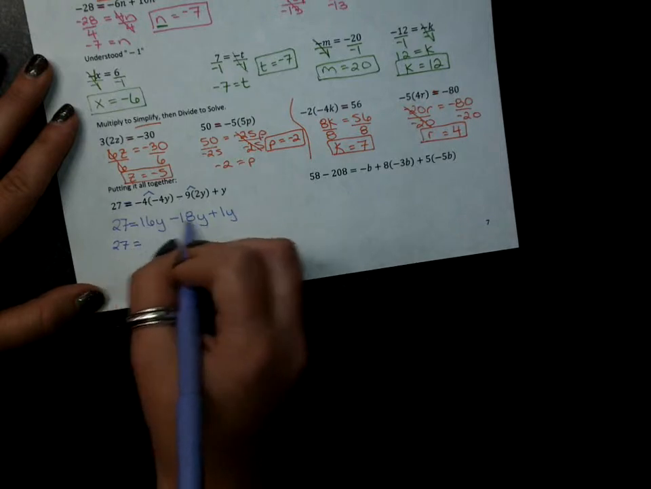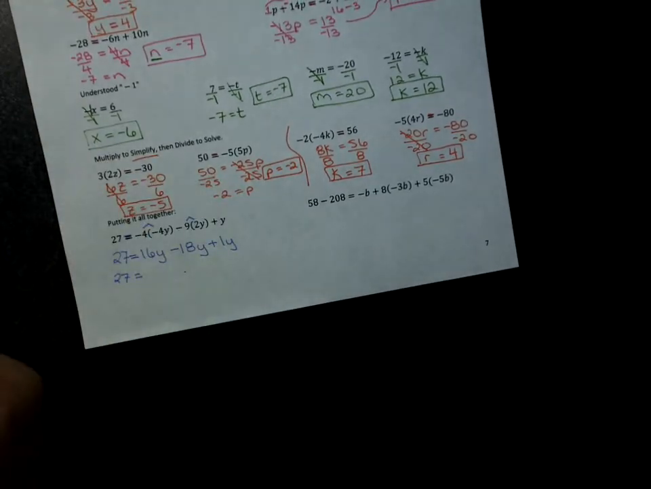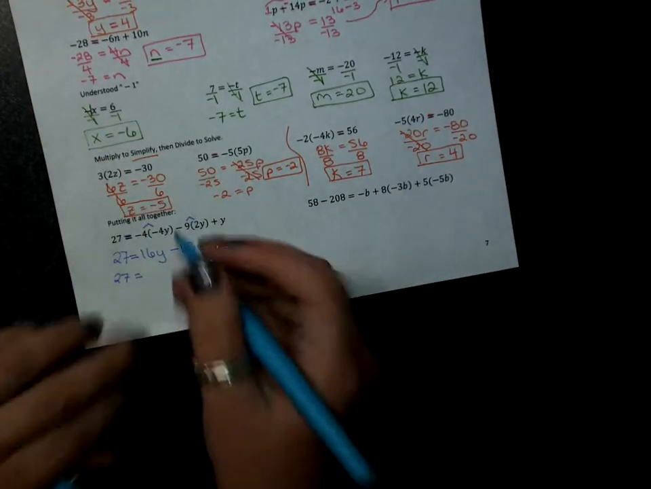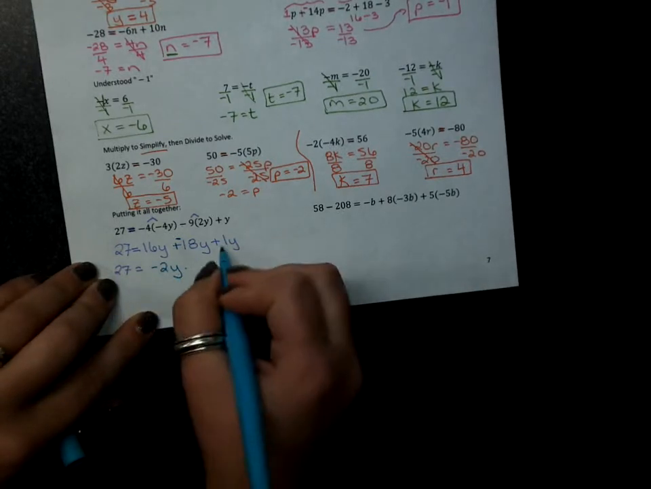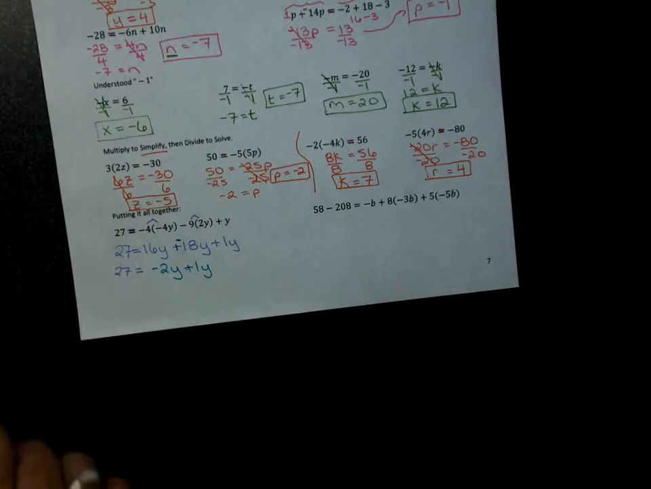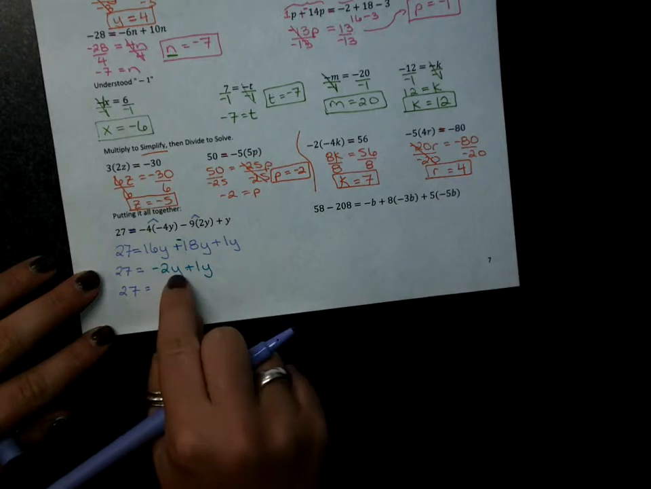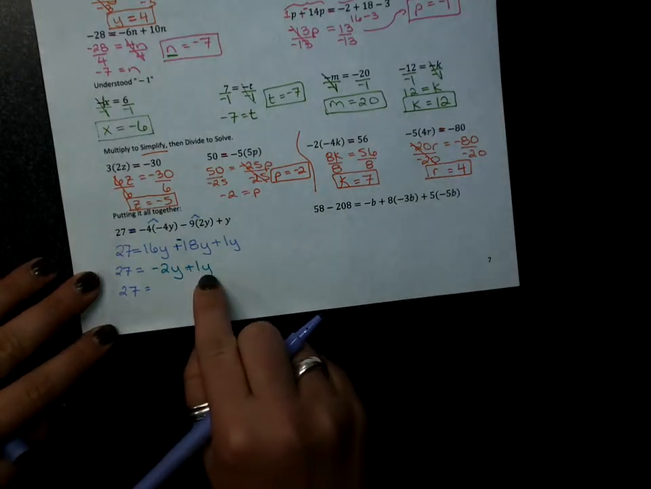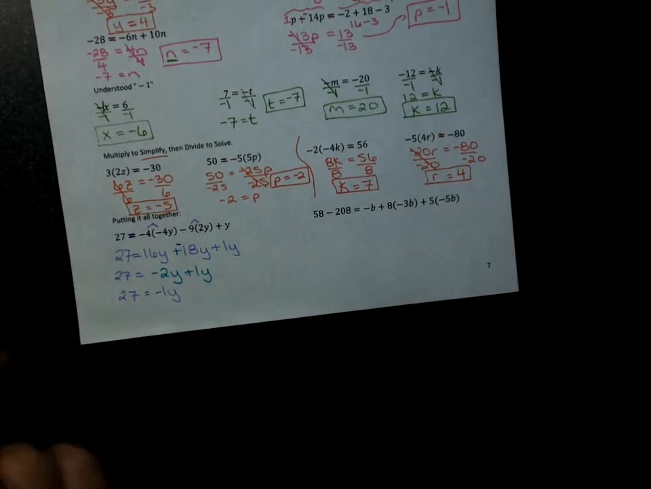Now we're going to put these together. +16y minus 18y. I'm going to change colors. You can do keep, change, change. You should get -2y and then plus 1y. So we're almost there. We haven't done anything with the 27 yet. -2y plus 1y gives you -1y, or just -y.